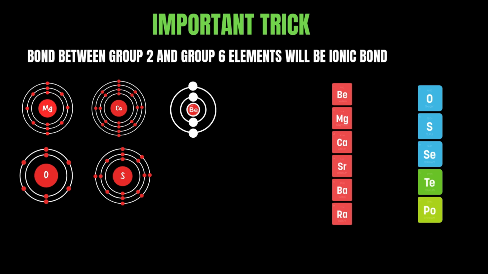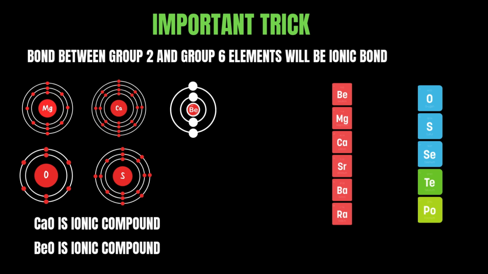Let me give you more examples. Calcium oxide is an ionic compound because calcium is group 2 element and oxygen is group 6 element. So calcium oxide has ionic bond. Barium oxide is also ionic compound. Barium is group 2 element and oxygen is group 6 element. So barium oxide also has ionic bond. Magnesium sulfide is also ionic in nature. Magnesium is group 2 element and sulfur is group 6 element. So magnesium sulfide also has ionic bond. You can see the pattern clearly. Group 2 plus group 6 always equals ionic bond. Remember this trick. It will help you identify ionic compounds instantly in your exam.